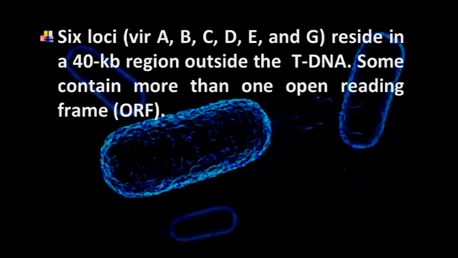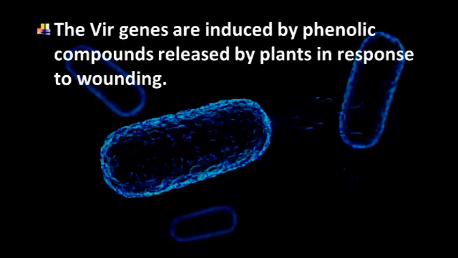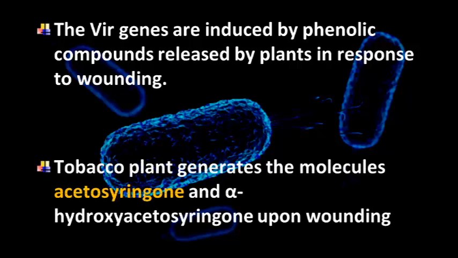The virulence region has 6 loci consisting of VirA, B, C, D, E and G regions located outside the T-DNA region. The size of the loci is 40 kilobase pairs, and some contain more than one open reading frame. The Vir genes are activated by the phenolic compounds released by the plant in response to wounding. These phenolic compounds are released from the wounded plant site. For example, in the case of the tobacco plant, the generated phenolic compounds are acetosyringone and alpha-hydroxyacetosyringone.